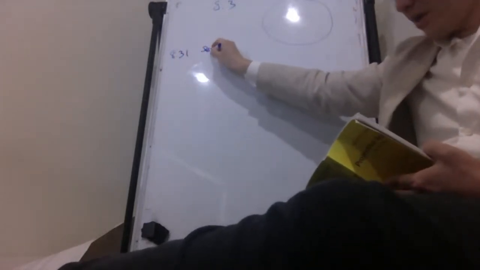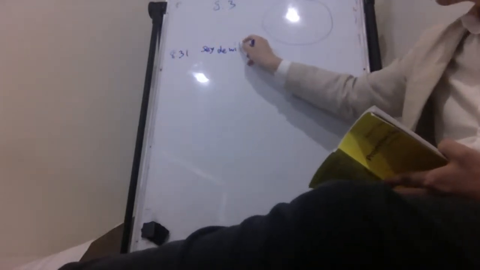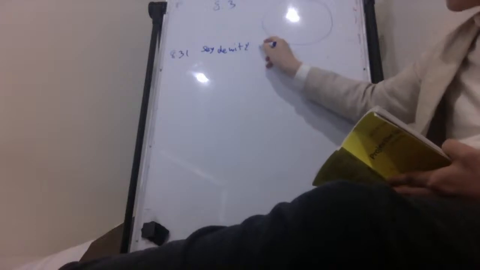Okay, so the first theorem is 8.31. It's called Seidlitz theorem. It says, if a triangle is inscribed in a conic, any line conjugate to one side meets the other two sides in conjugate points.